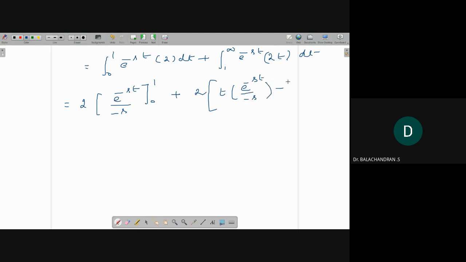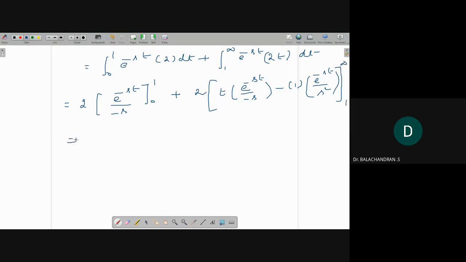Minus, if you differentiate t, you get 1. If you integrate e power minus st by minus s, you get e power minus st by minus s again, minus s, so s square. And the next time, if you differentiate 1, you'll get 0. So here the limit is 1 to infinity.